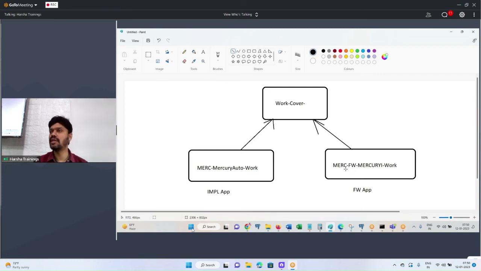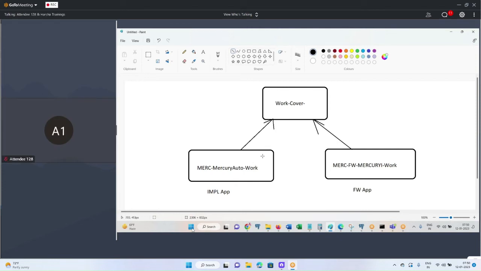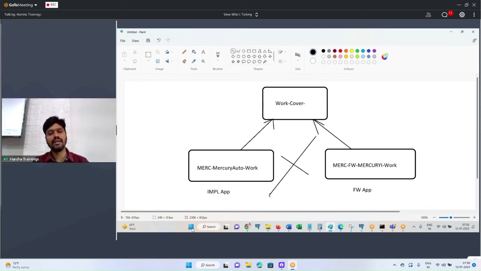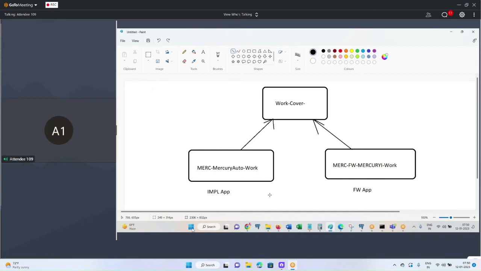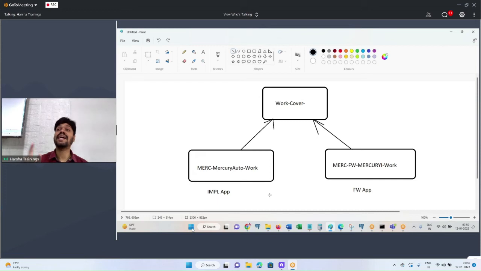Diagrammatically, you have to say, you don't need to think technically. See the diagram and respond. Diagrammatically, yes, it can access. No, Harsha, no. We cannot access. Why? Because there is no inheritance relation. There is no inheritance relation. Okay. But it has to be achieved actually.